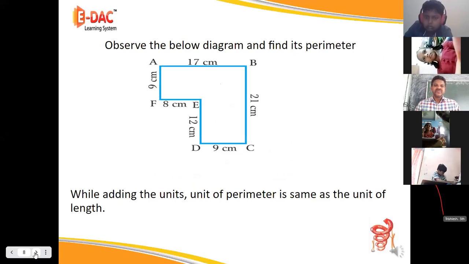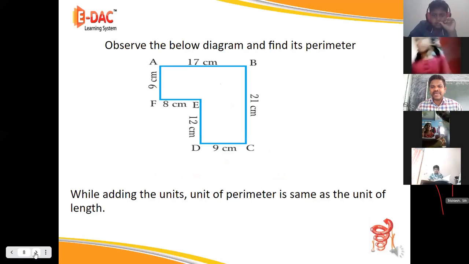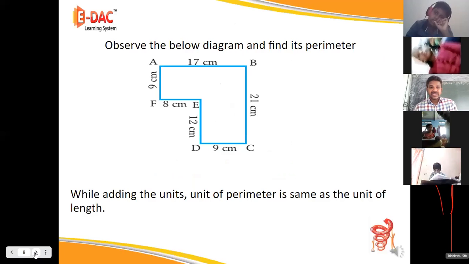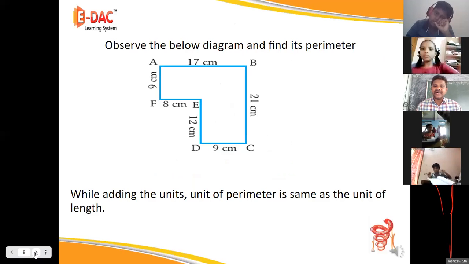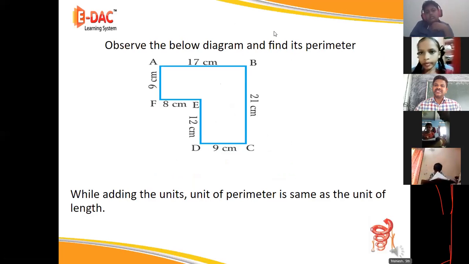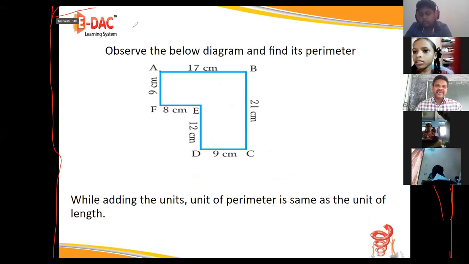Observe the below diagram and find its perimeter. Let us see. You know the perimeter, what it is. How to find the perimeter? The figure is named A, B, C, D, E, F, A.